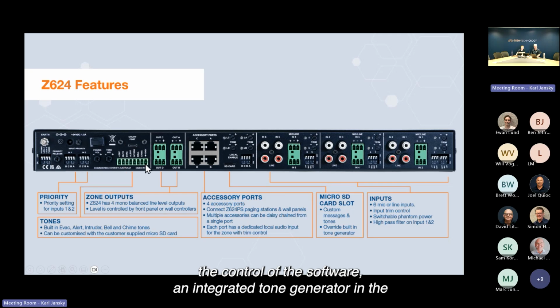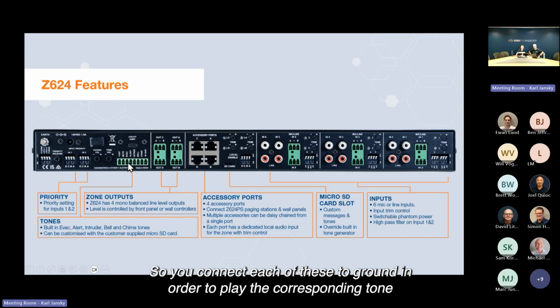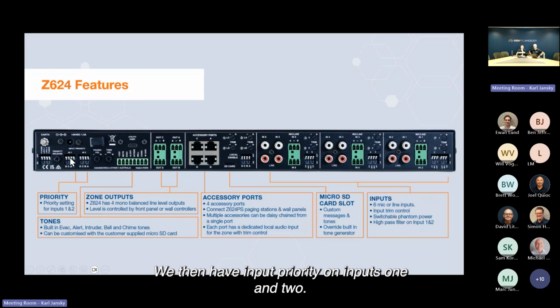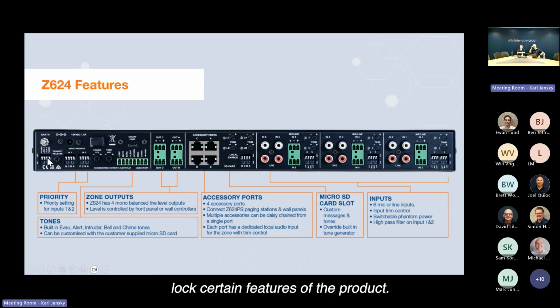An integrated tone generator in the product. So there are 6 tones within the product, and these are contact closures, so you connect each of these to ground in order to play the corresponding tone within the system. There is a contact closure for mute and a 24-volt output. We'll go into that in a bit more detail in a further slide. We then have input priority on inputs 1 and 2. And again, in a further slide, we'll go into more detail on that and the ability to lock certain features of the product. So that's the back panel of the product.